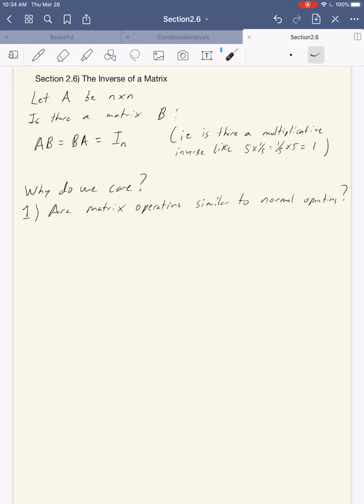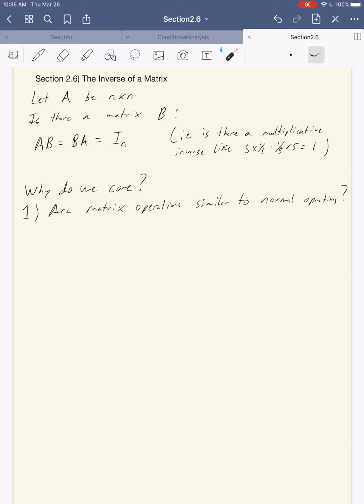We've seen that matrix addition is basically identical to normal addition. Matrix addition is commutative and associative, just like normal addition. Matrix addition has a zero matrix that acts just like the number 0. So matrix addition, and also, of course, matrix subtraction, are identical to normal addition and subtraction. Matrix multiplication was a bit different, right? We saw that matrix multiplication was associative, just like normal multiplication, but it was not commutative like normal multiplication.